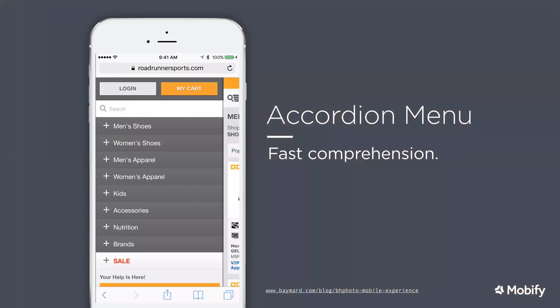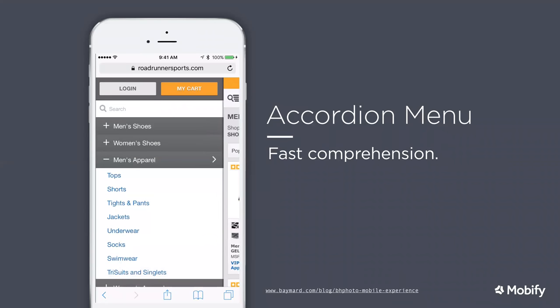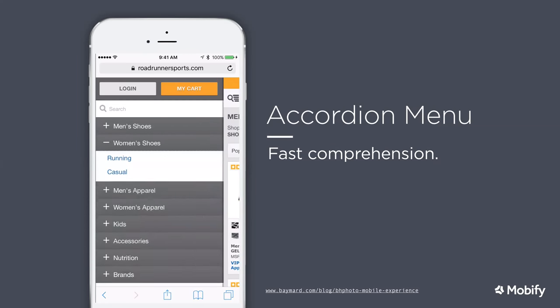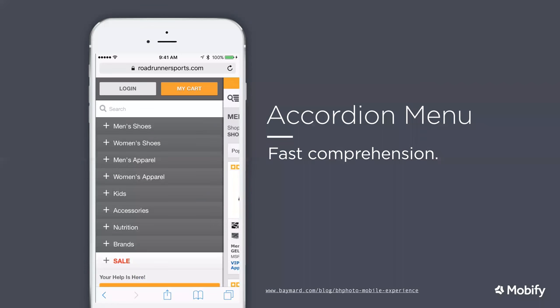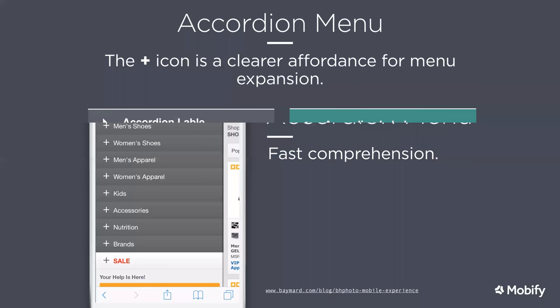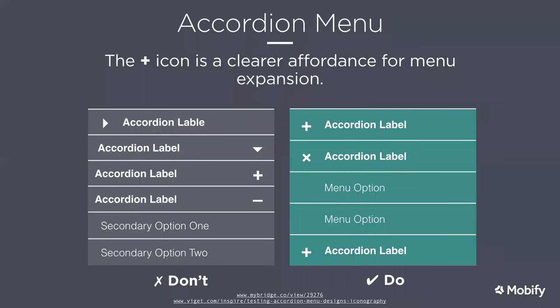We all love hiding content within accordions. It's a great tool for collapsing complex hierarchical content into a simple interface. But studies have shown there are some best practices we should follow around this. All of our iconography should be on the left-hand side so that the shopper's eye can start there and move across and read the word of the label.